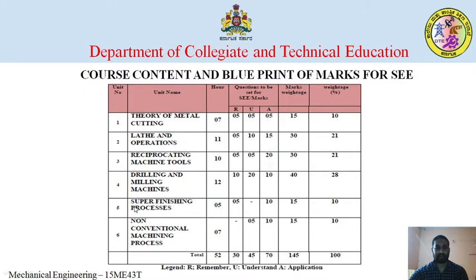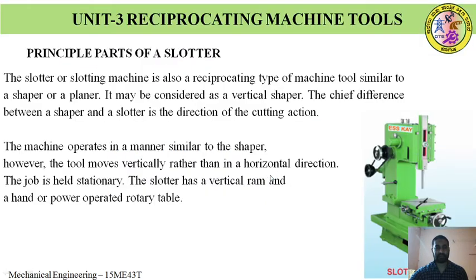So the table of content, as usual, it is having a 30 marks question in the annual examination. Next, the principal parts of a slotter.